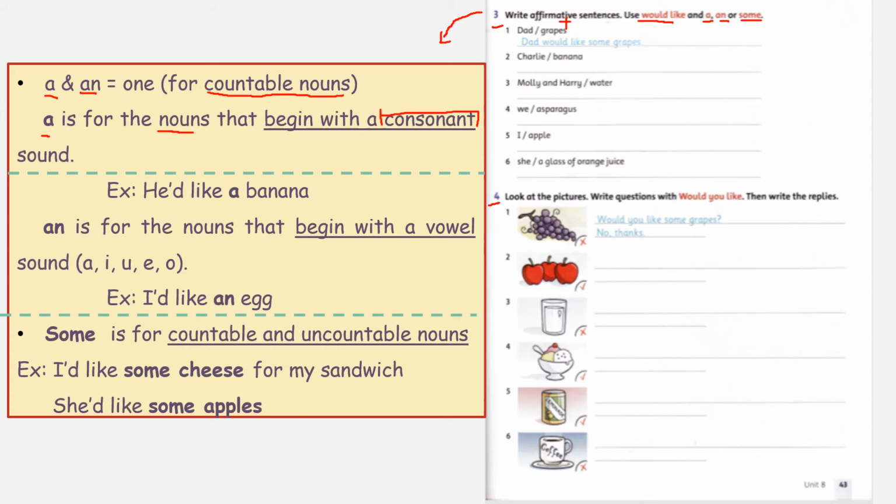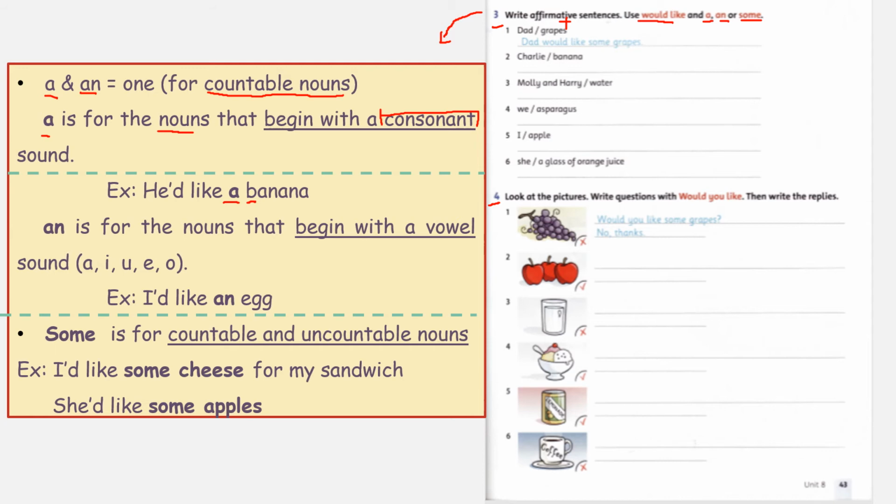For example, I'd like a banana. Why do I use a banana, not an banana? Because banana starts with a consonant letter B. This is consonant. Okay, got it?